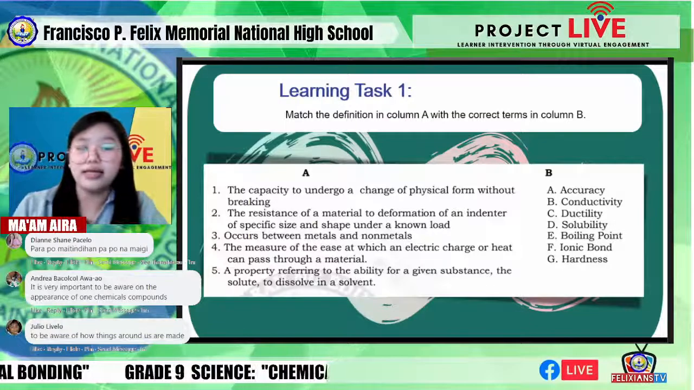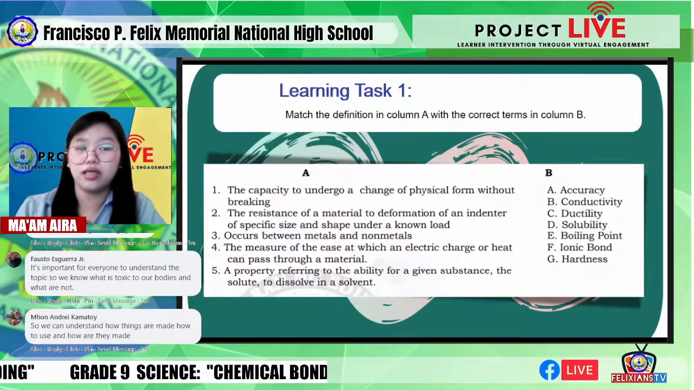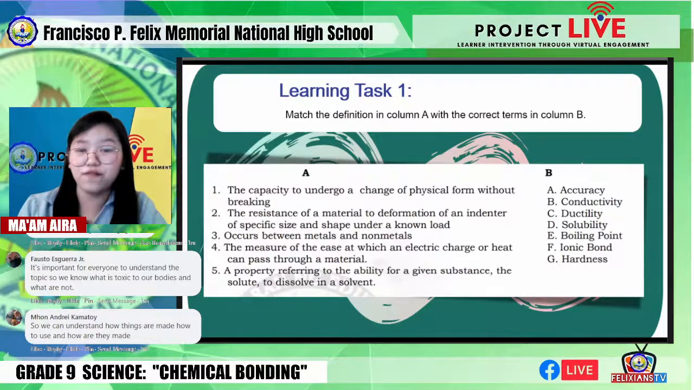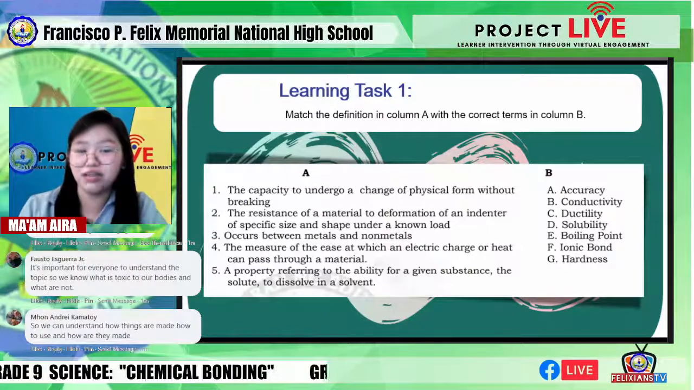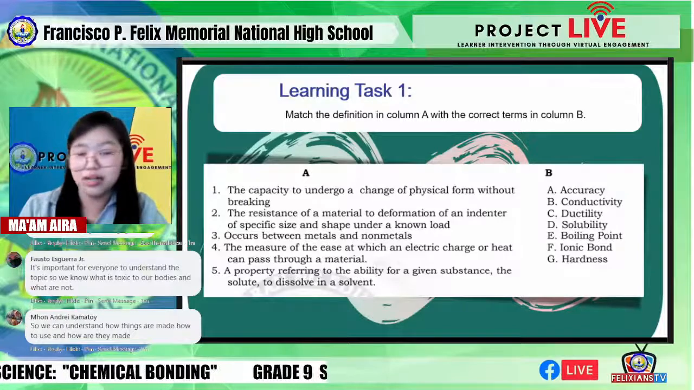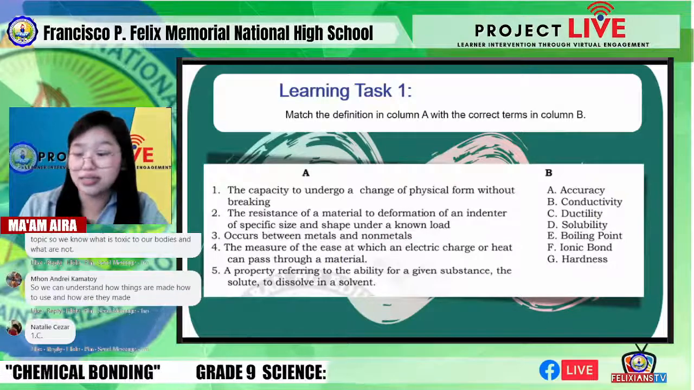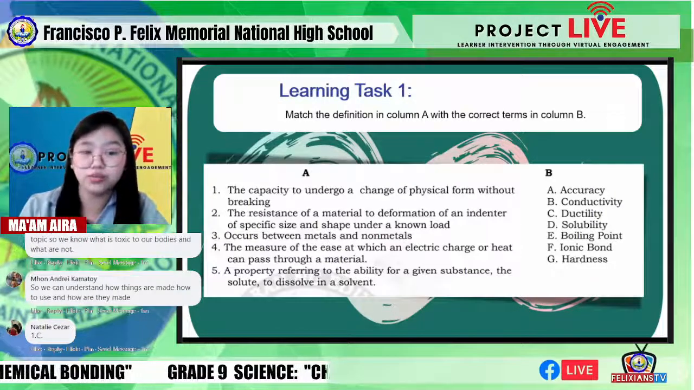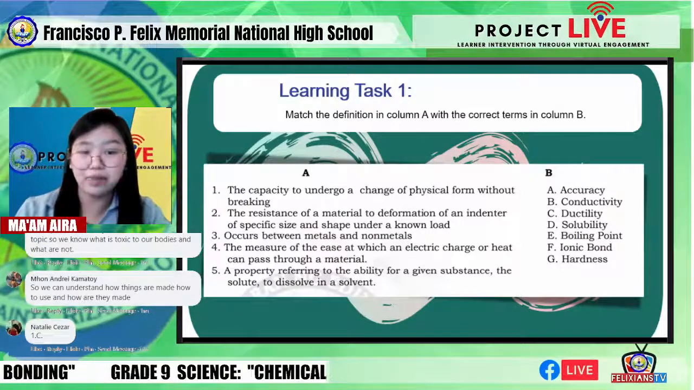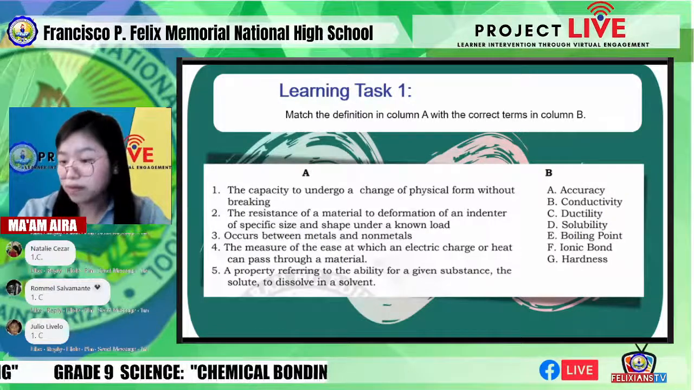Number 1, the capacity to undergo a change of physical form without breaking. Number 2, the resistance of a material to deformation of an indenter of specific size and shape under a known load. Number 3, occurs between metals and non-metals. Number 4, the measure of the ease at which an electric charge or heat can pass through a material. And number 5, last, a property referring to the ability for a given substance, the solute, to dissolve in a solvent.